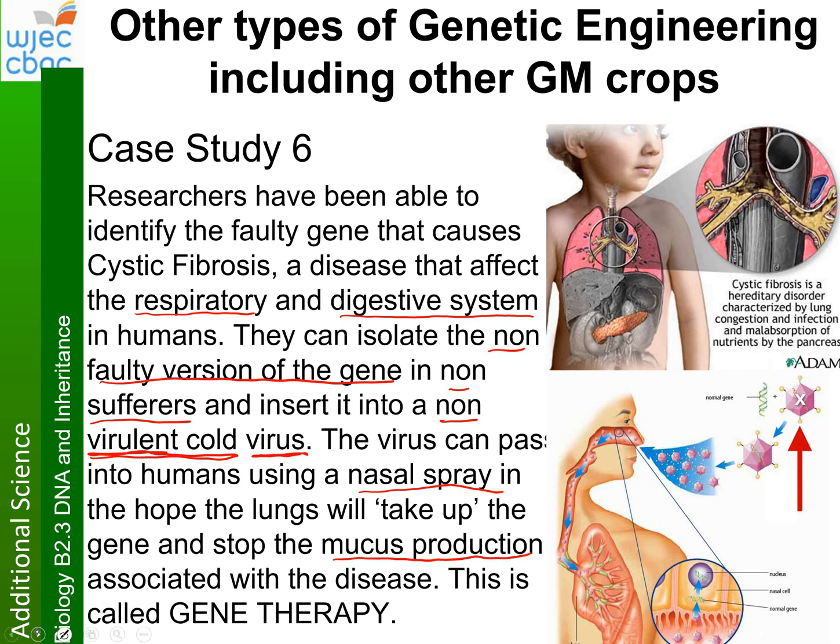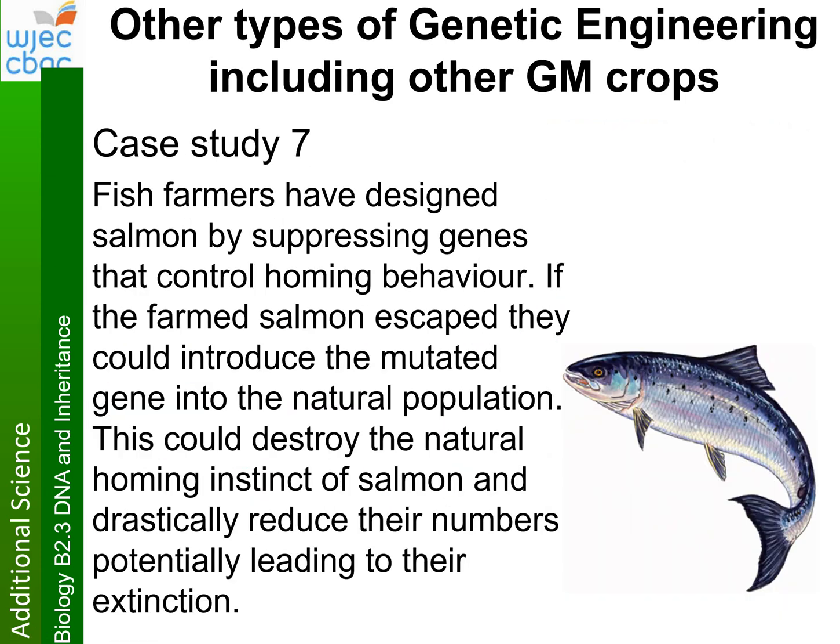Okay, so this is another advantage. This is one where I talked about the switching off of genes. This is case study 7, and it's about wild salmon. Now, wild salmon are basically very, very expensive. So people have been farming salmon in huge, big crates in the water, and they find that the wild salmon have a tendency to jump out of the crates and try and swim back to their original breeding ground and escape. So fish farmers have designed farmed salmon to suppress the genes that control the homing behaviour, so they don't know where to go back.